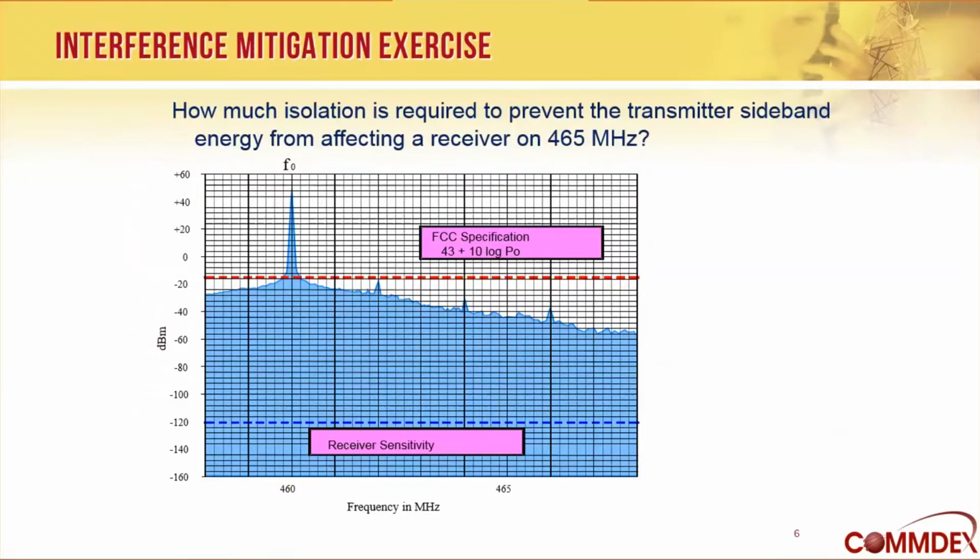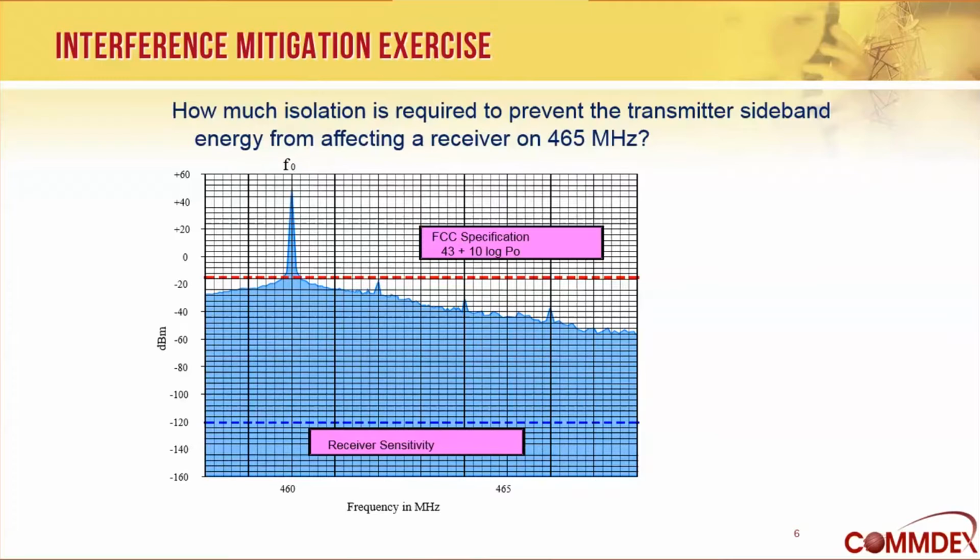So what we're going to do is a little exercise to show how we can eliminate interference at a site. We have a curve here, and this exercise is going to try to find how much isolation is required to prevent a transmitter transmitting on 460 megahertz from affecting 5 megahertz away at 465 megahertz.